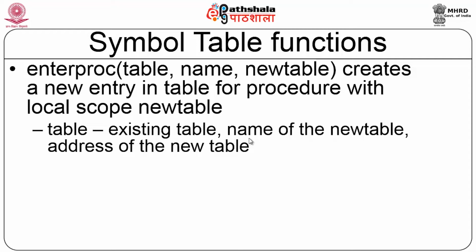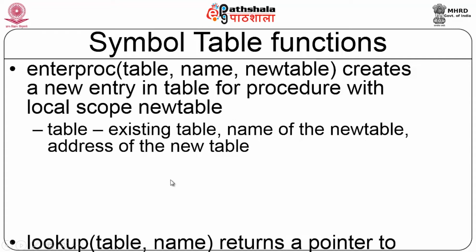Now, how do I know the address of the new symbol table? That is done with respect to the make table function. So, table refers to the current table. In the current table I have to add the new function's name and the address of the symbol table corresponding to the new function, that is also added here. So, it creates a new entry in the table for procedure with local scope new table. Existing table's address is table, and name of the new table is name, and new table refers to the address of the new table.